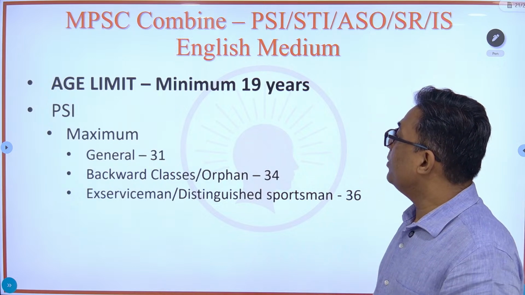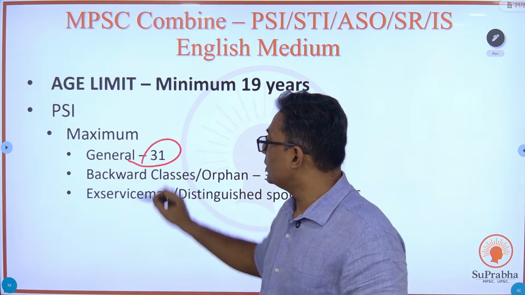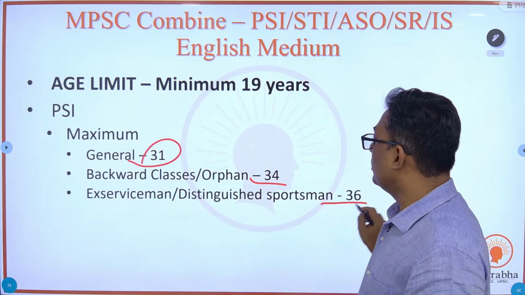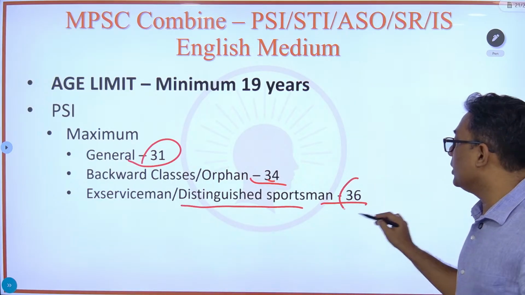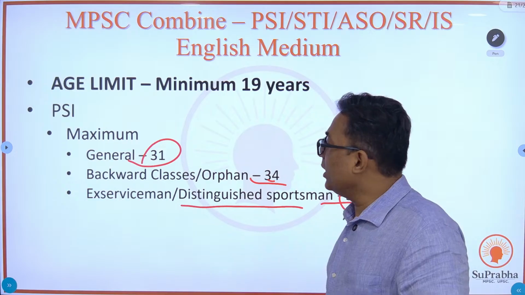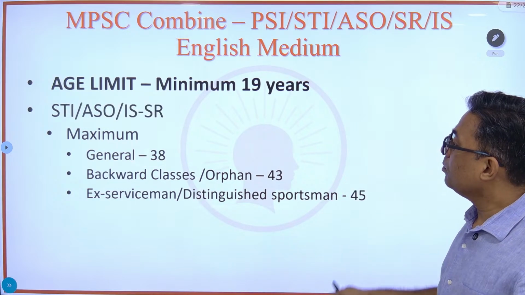Okay. Age limit. What is the age limit? Minimum is 19 for PSI. Maximum is 31. For other categories, there is a relaxation. For backward class orphan, it is 34. For ex-servicemen, distinguished sportsmen, it is 36. So this is the age limit for PSI. 19 to 31, and for respective categories the age limit is increased.